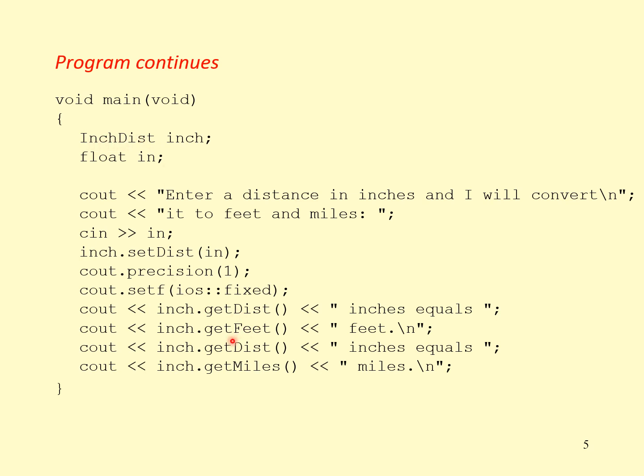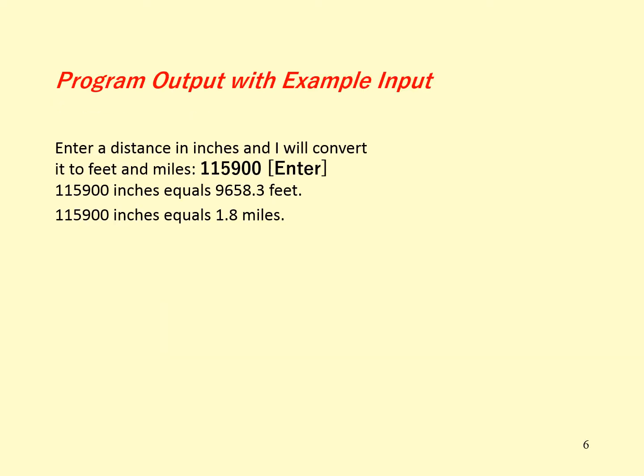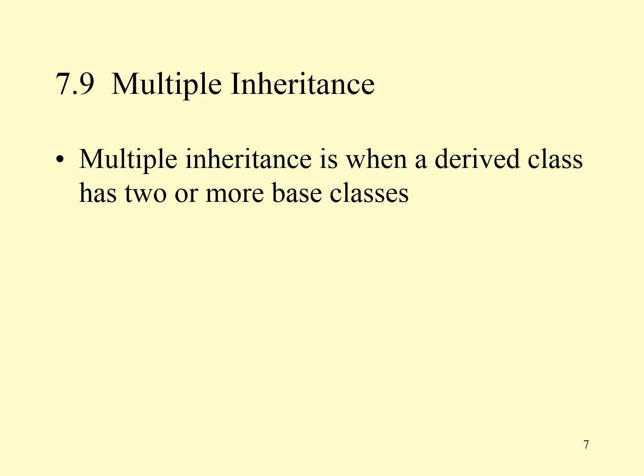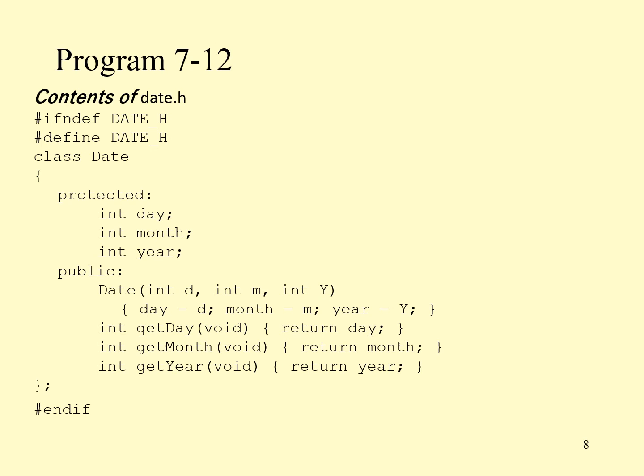So we get distance, get feet, and get distance, get miles, right, and it will print out like that. So that is how you show that you can inherit it from another class. So multiple inheritance is when a derived class has two or more base classes, right?